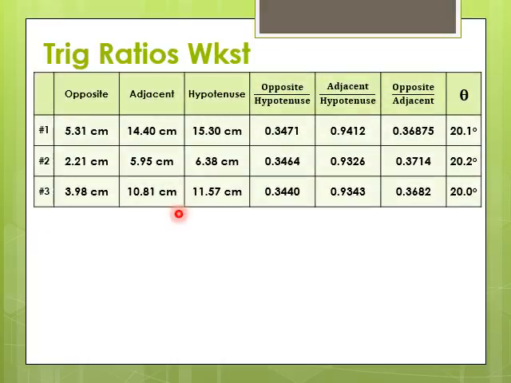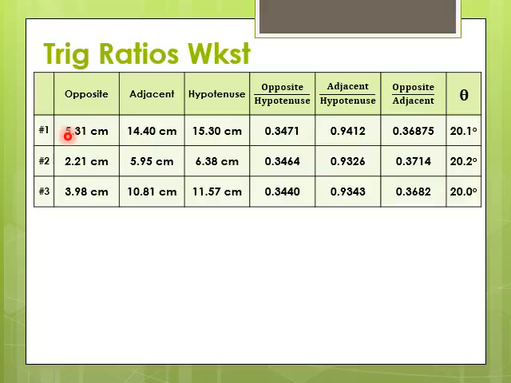Okay, now I have taken the measurements of each of the triangles on that trig ratio worksheet. This is the large triangle, this is the small triangle, and this is the triangle that's in between. I've also measured the angles of theta that's identified on each triangle, and I got 20.1 degrees, 20.2, and 20 degrees. So I got about the same angle on each of those triangles. So they all have the same interior angles, they're just one's bigger than the others.